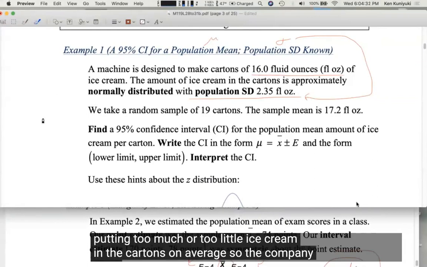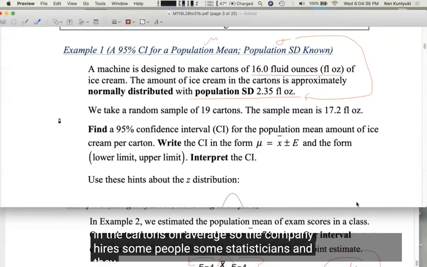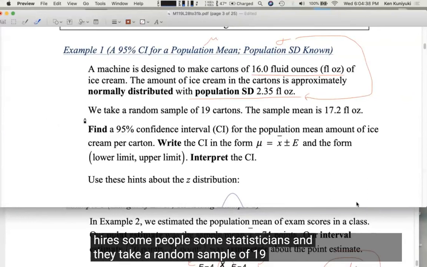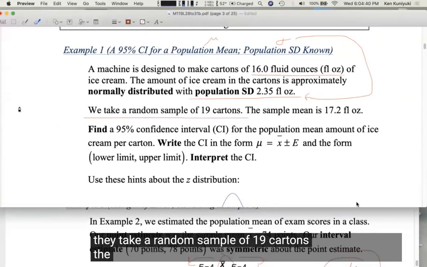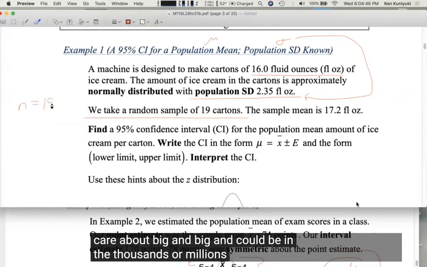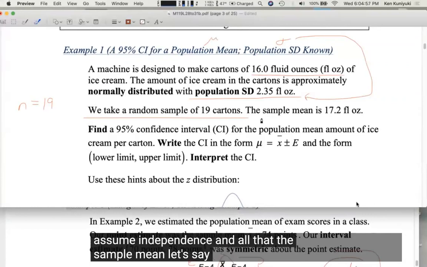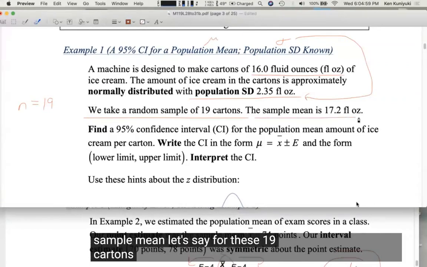So the company hires some statisticians, and they take a random sample of 19 cartons. The sample size, little n, is 19. We don't care about big N. Big N could be in the thousands or millions, but it's going to be way larger than little n. So we can assume independence and all that. The sample mean, let's say, for these 19 cartons is 17.2 fluid ounces.